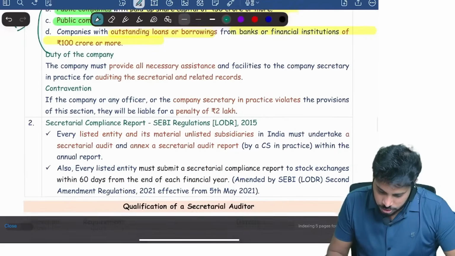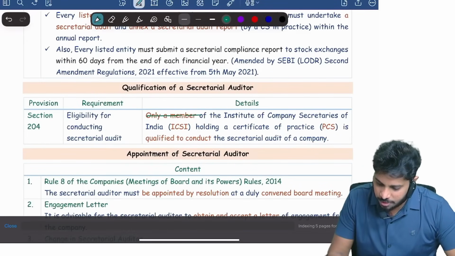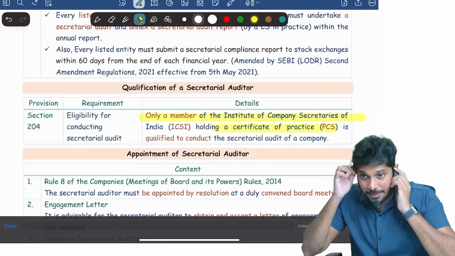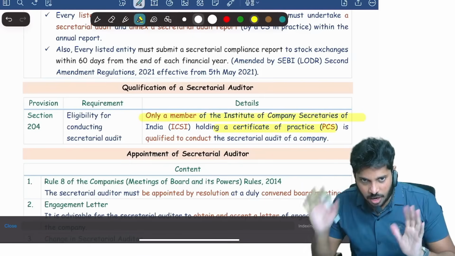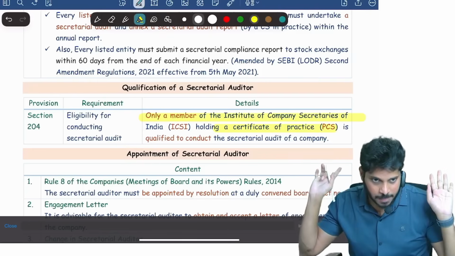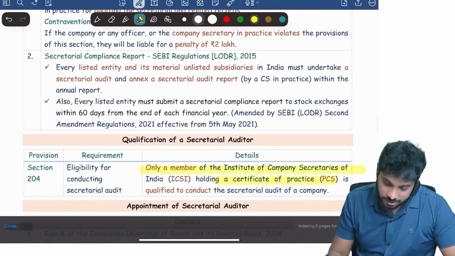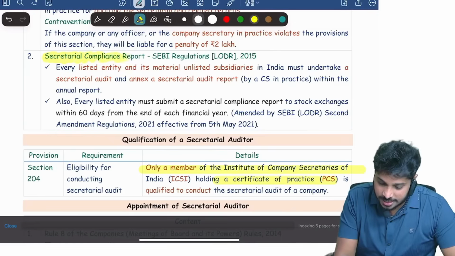Now, who should do the secretarial audit? By the way, who should do it? Only a member of the CS Institute. We call him what? Practicing company secretary, PCS, or a company secretary holding a certificate of practice, referred to as PCS. Able to understand? Only he should do the audit. Clear?